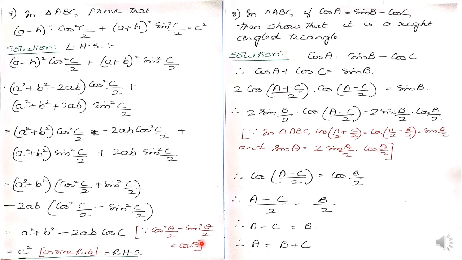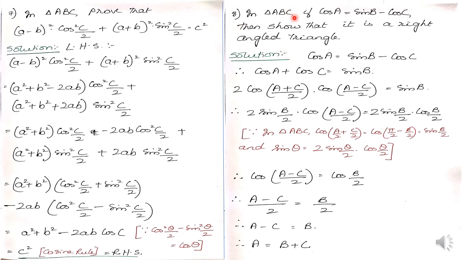Similarly, in the next term, cos square C by 2 minus sine square C by 2, by half angle formula, we get cos C. So, a square plus b square minus 2ab cos C is obtained. Now, this is one form of the cosine rule, which states that this expression is equal to c square. And thus, we get the answer as c square, which is equal to the RHS.